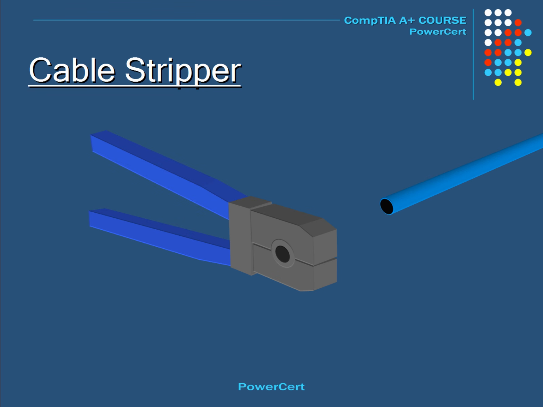The plastic shielding around a networking cable must be removed in order to crimp the connector. This is done by using a cable stripper. The cable is then inserted into the tool, and the outer plastic shielding is removed.